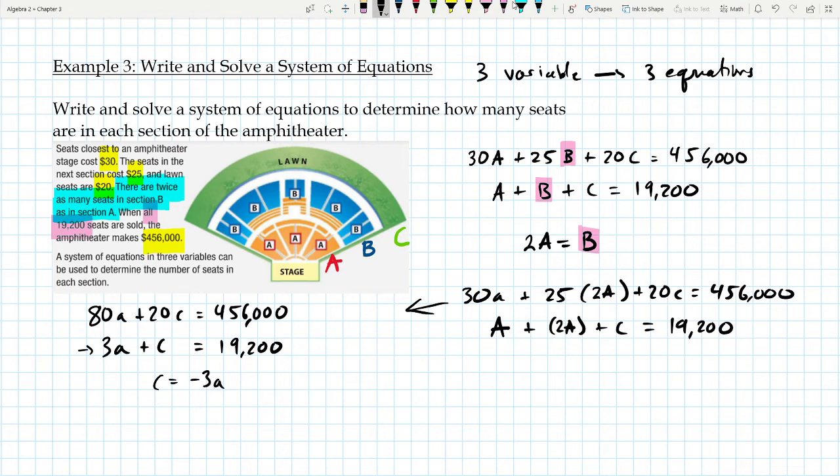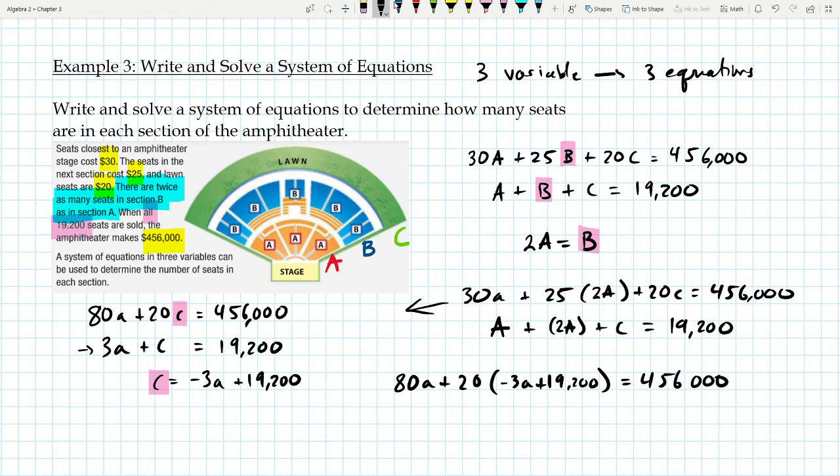C equals negative 3A plus 19,200. And I'm going to substitute it into the equation before that. So I have 80A plus 20 times C, which is the same as negative 3A plus 19,200, equals 456,000.